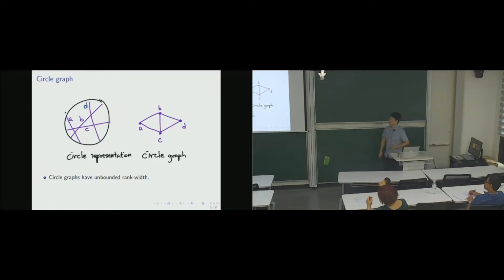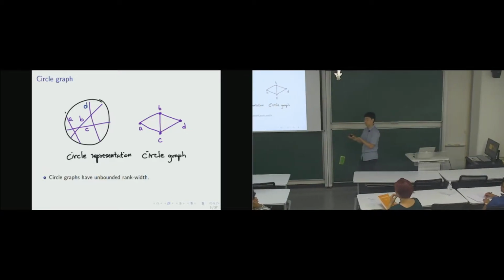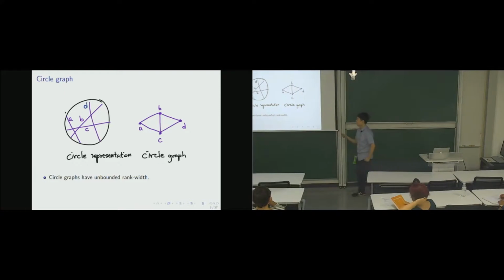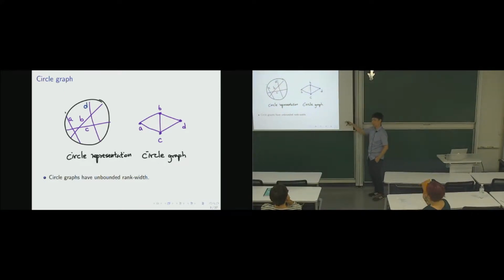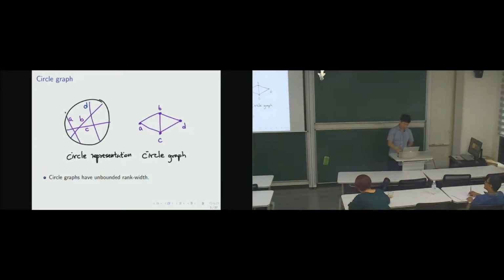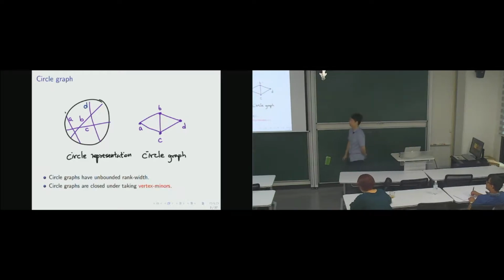It's well known that circle graphs have unbounded rank-width. You can compare this to the planar graphs in the treewidth case. The planar graphs have unbounded treewidth, right? So here the circle graphs have unbounded rank-width. If you don't know rank-width, I will give the definition of rank-width later. But rank-width is just the width parameter of a decomposition that captures dense graph classes. And an interesting fact is that the circle graphs are closed under a certain operation called taking vertex-minors.